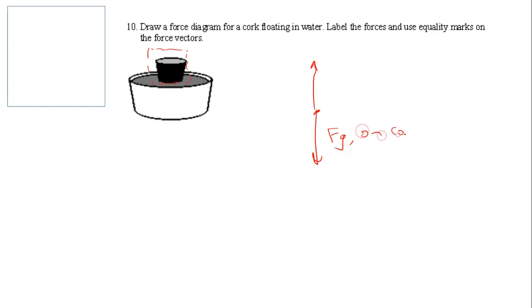Gravity on cork by Earth, and F normal on cork by water. They're the same size. You can put 2 equalities. You can even get in the habit of putting 3 if you want. You can do what you want as long as they're the same.